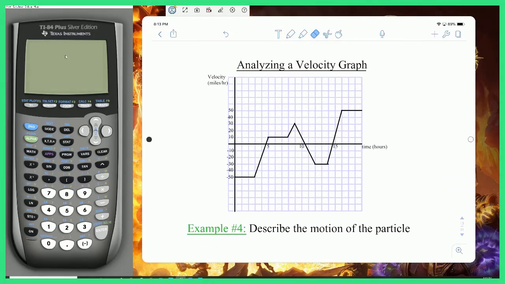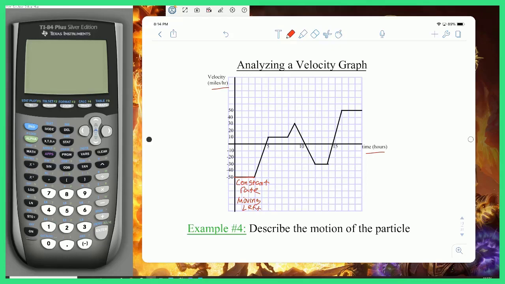Let's take a look at an example from a graph. So this is the graph of a velocity function. This is velocity on the y-axis in miles per hour, and on the x-axis we're measuring time. So right here, from this interval to this interval, the velocity is a constant negative 50 miles per hour. So this is a constant speed or rate of change. But interestingly enough, it's a negative velocity, which means this function is moving left.